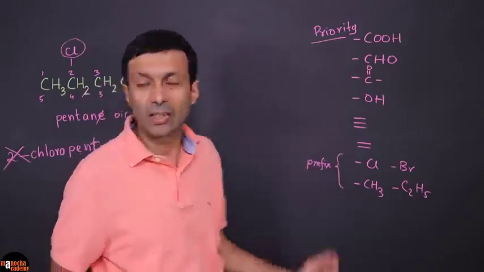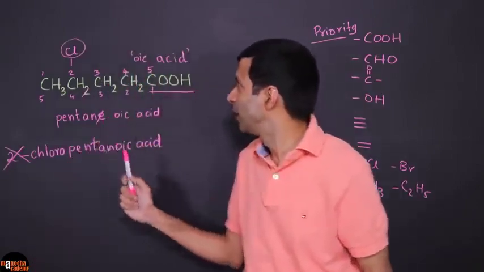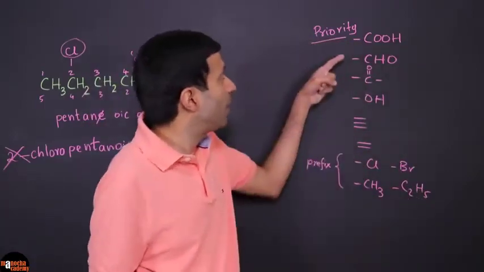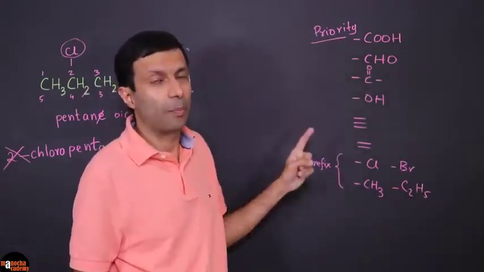So let's apply this for our compound here. So we have an acid and a halogen. So according to our priority list, acid gets the top priority.